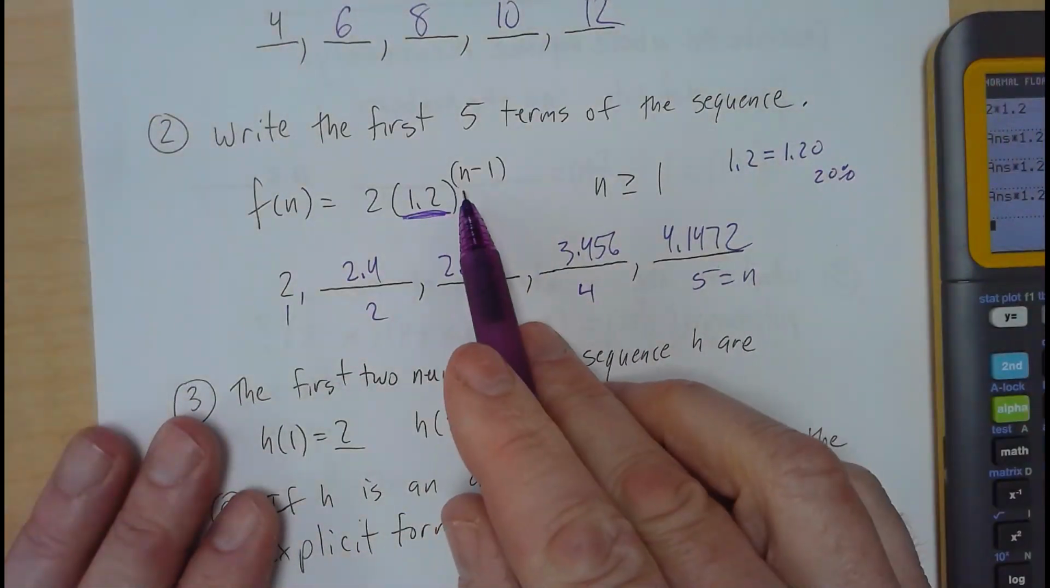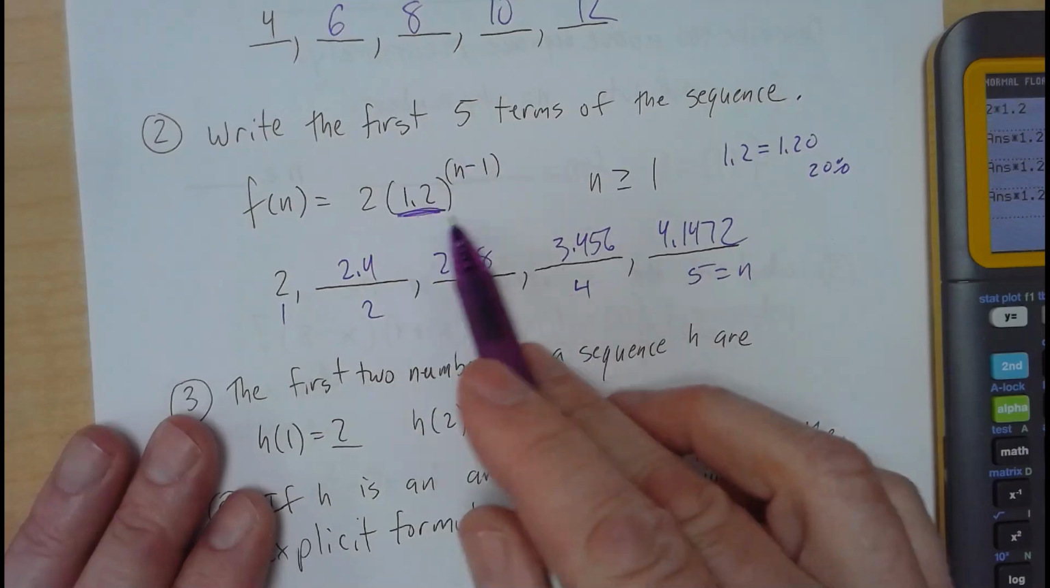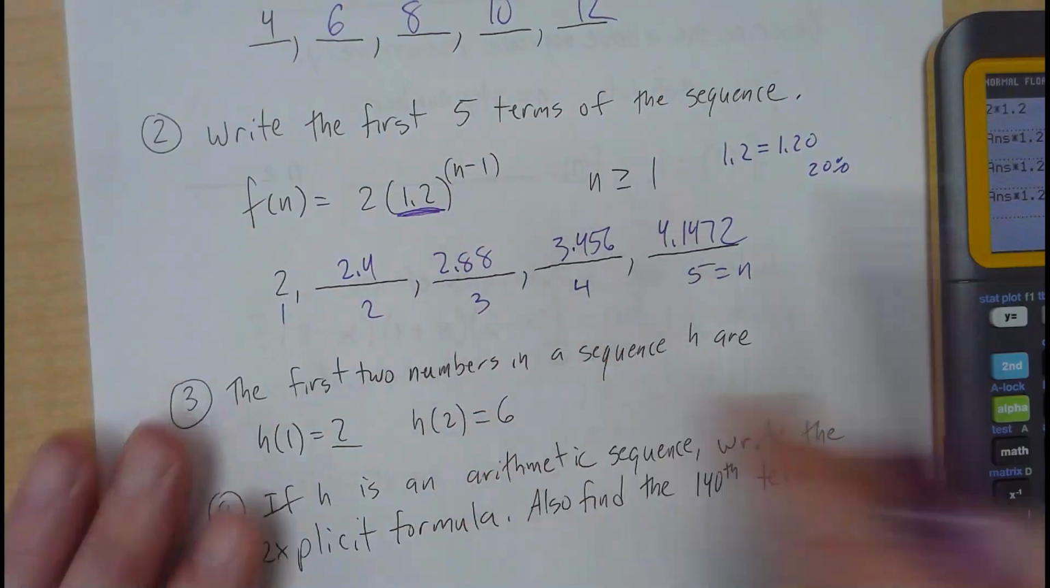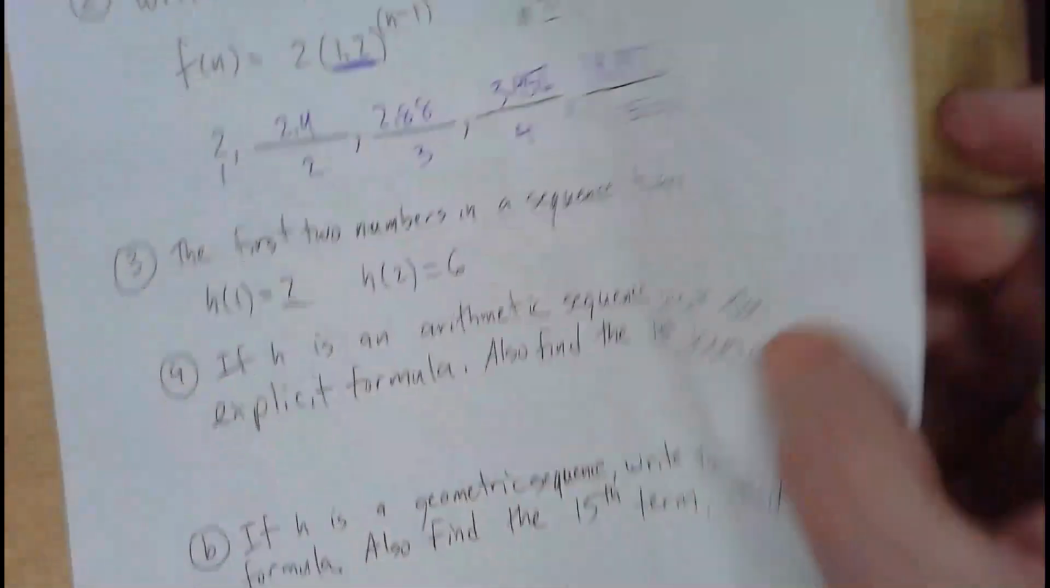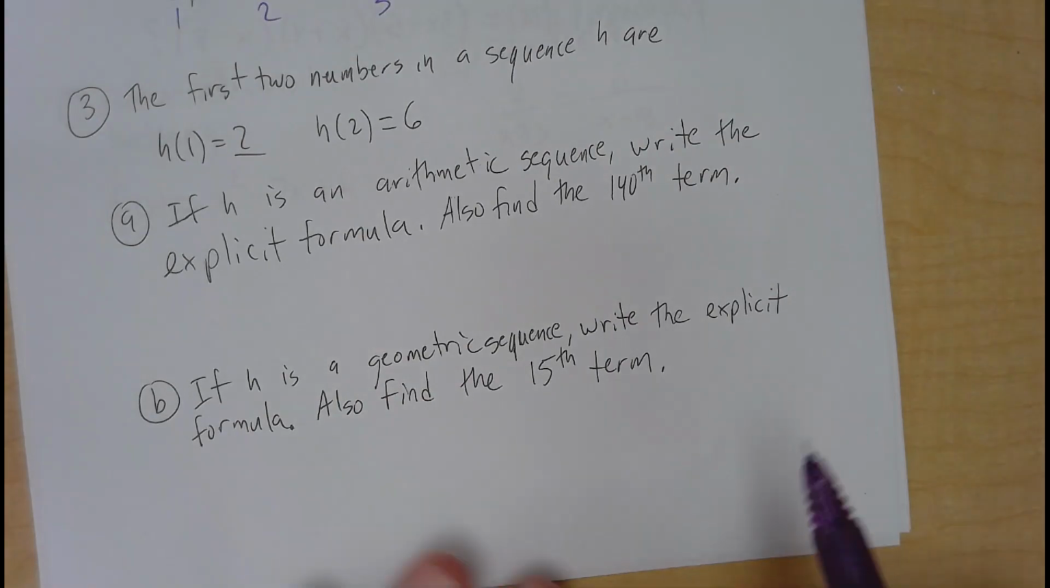So you're multiplying by 1.2. The n minus 1 means you're not multiplying by 1.2 to create the first term. You're multiplying by 1.2 to create the second term. So you have to do an n minus 1, not just n. And that's where we're going to do this problem here. We're going to use that n minus 1 idea to write these explicit formulas.